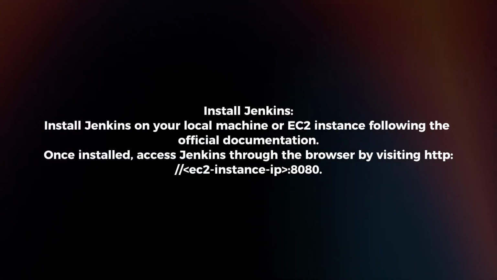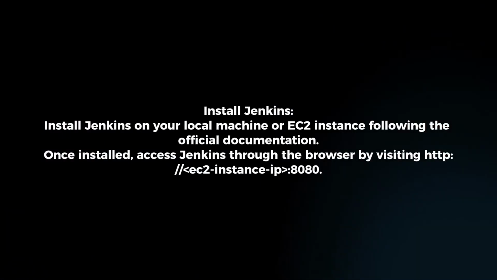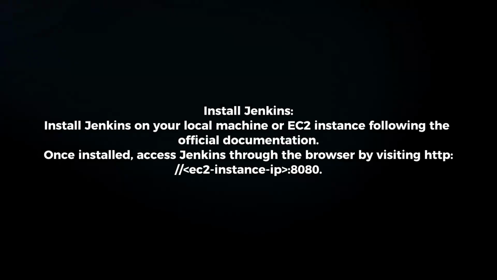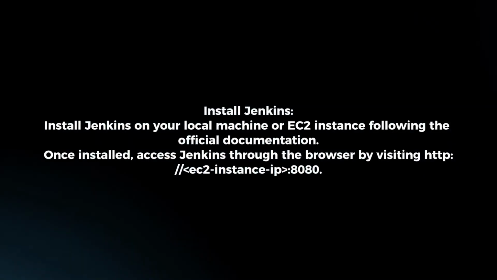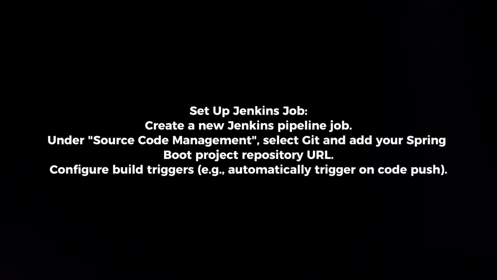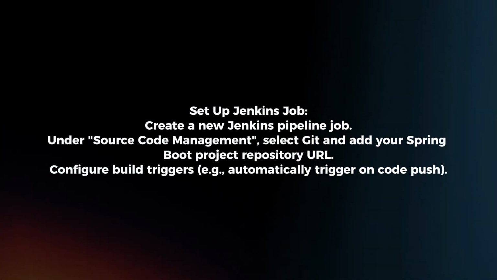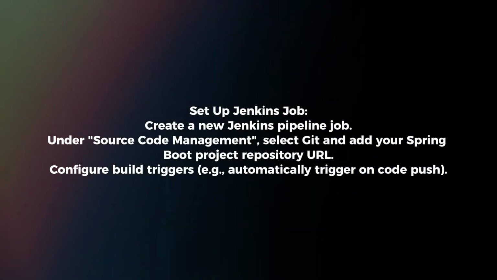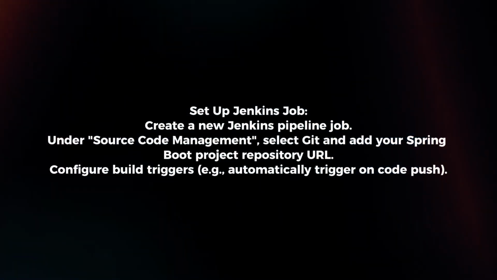Install Jenkins. Install Jenkins on your local machine or EC2 instance following the official documentation. Once installed, access Jenkins through the browser by visiting the following. Set up Jenkins job. Create a new Jenkins pipeline job. Under Source Code Management, select Git and add your Spring Boot project repository URL.